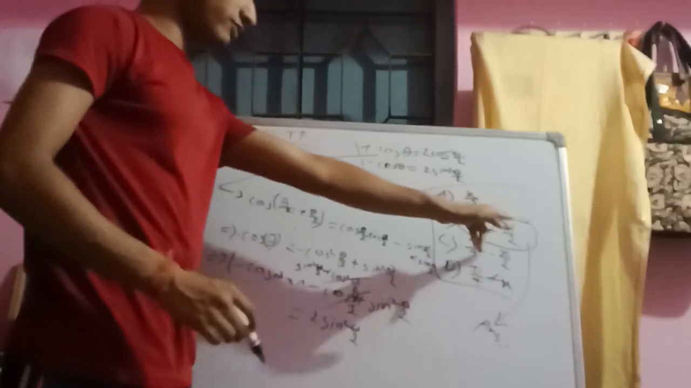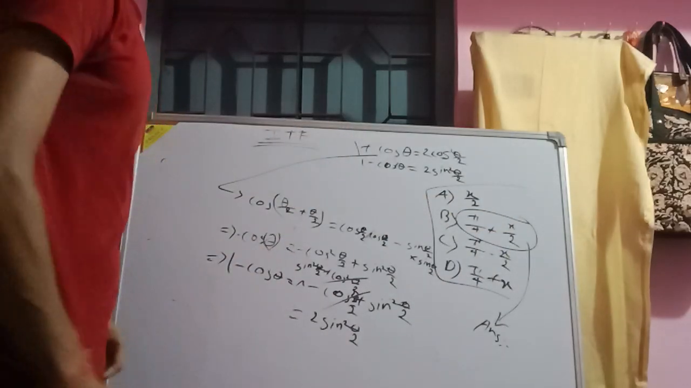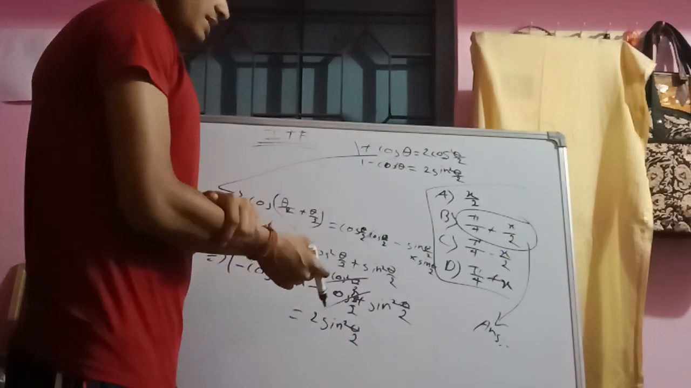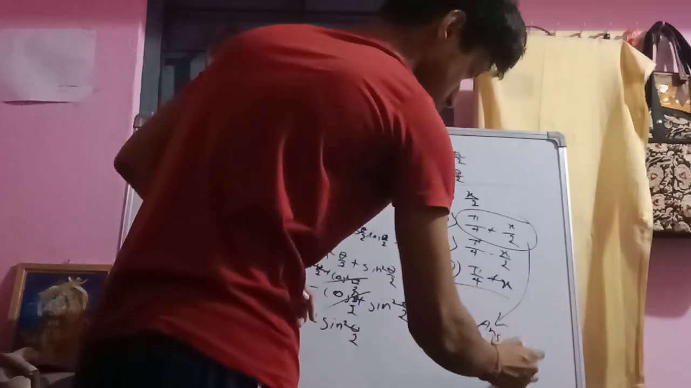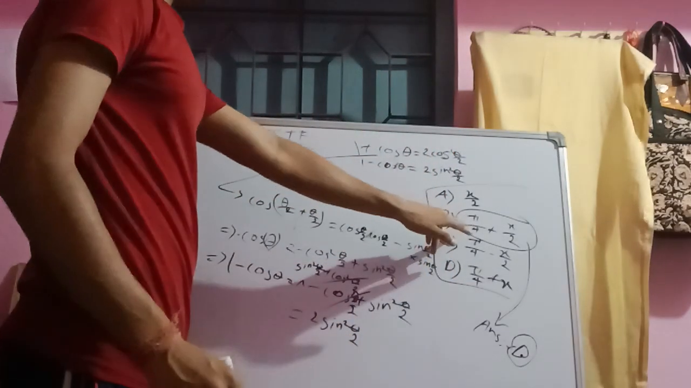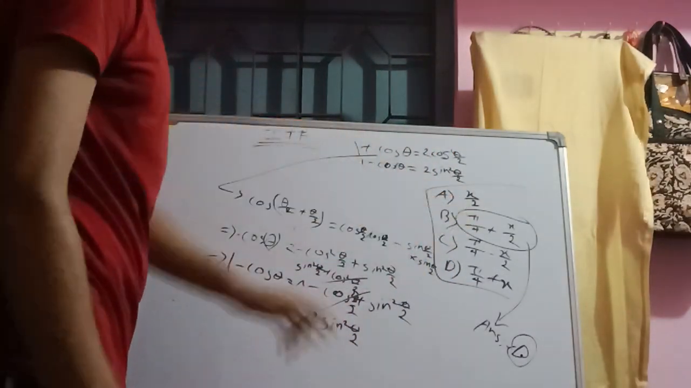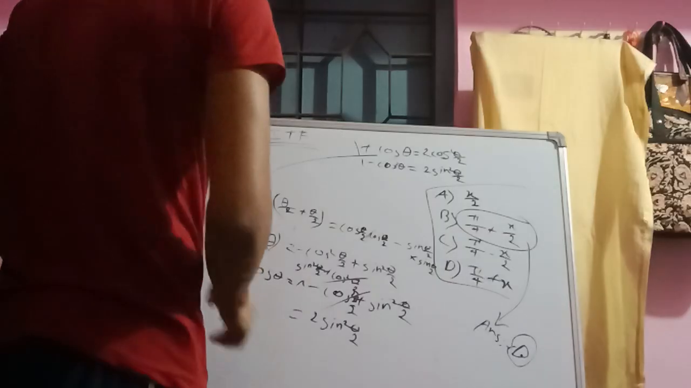Actually, sorry about the mistake in this question here. I acknowledge my mistake. The answer would actually be option B, pi by 4 plus x over 2.